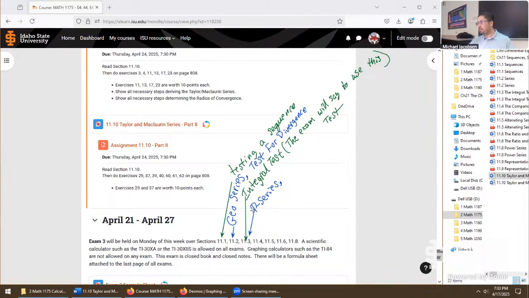Then 11.4, this one contains comparison tests. And that means there's some creativity here. I'm going to have a problem that does include a comparison test. And you might use the direct comparison test where you have to use a less than or greater than estimation, or you might be able to fit the limit comparison test on that one. So there'll be some freedom for how you analyze that test in that section. Coming up after that, 11.5. Let's see, 11.5 had alternating series.